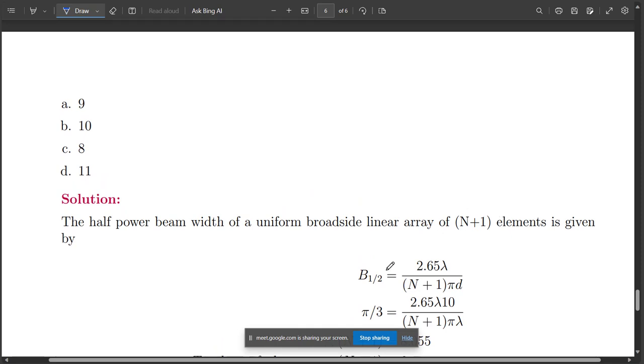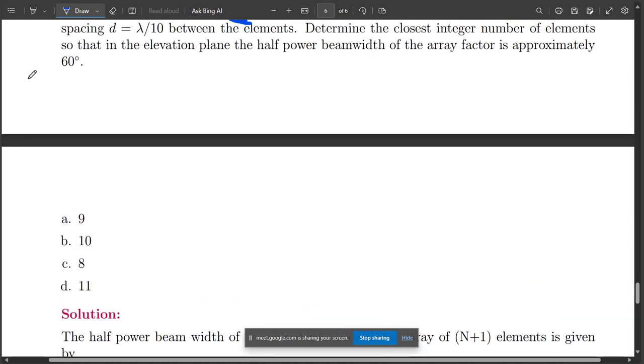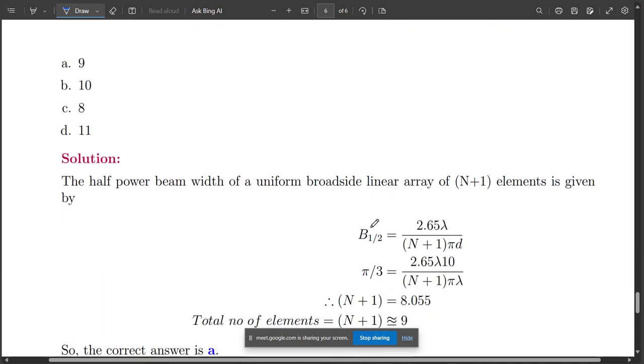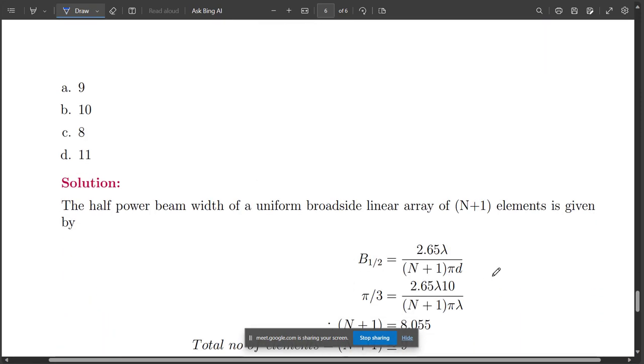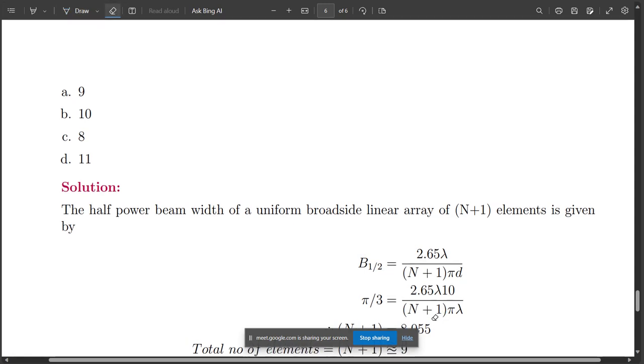So, the formula for half power beamwidth can be given as 2.65 lambda upon n plus 1 pi d. N plus 1 is the number of elements. You know the half power beamwidth, right? Half power beamwidth is how much? 60 degrees. Put 60 degrees here. Lambda you know, pi you know, d you know. D is how much? Lambda by 10. So you know all the other values. Will you be able to find the value of n? It's a simple arithmetic equation now. Solve this question, okay? And tell me the value of n plus 1.